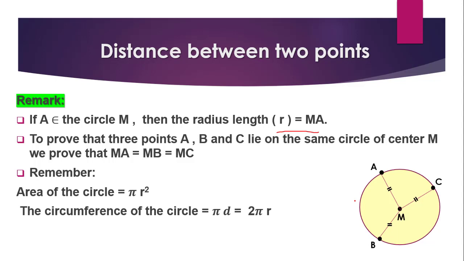I want you to remember the two rules for calculating the area and circumference of the circle. The area equals pi r power 2 and the circumference equals pi d. R here is the radius and pi is 22/7. The circumference of the circle equals pi d, which means 2 pi r, because the diameter equals 2r, 2 times the radius. These two rules are so important: the area of a circle is pi r power 2 and the circumference is 2 pi r.